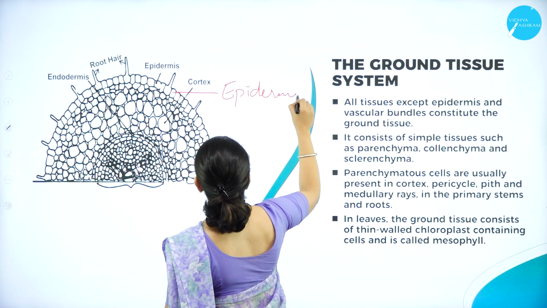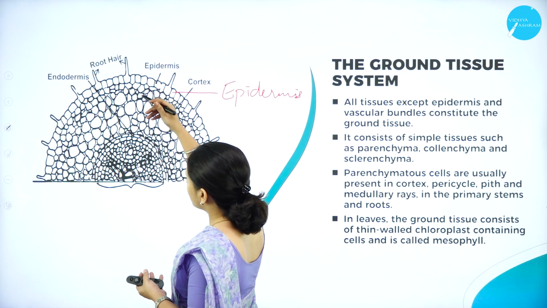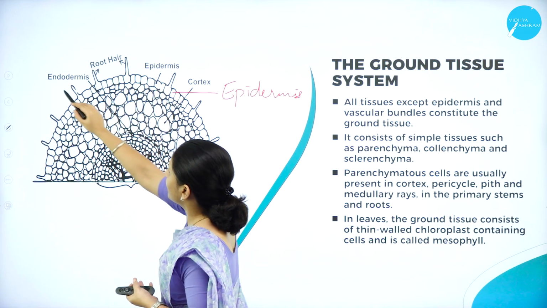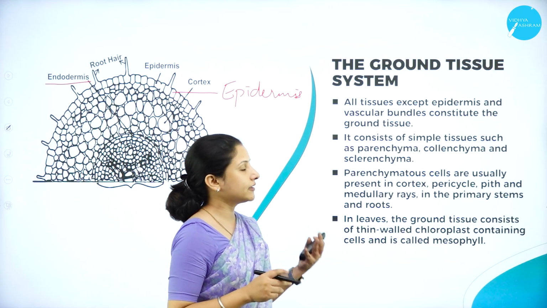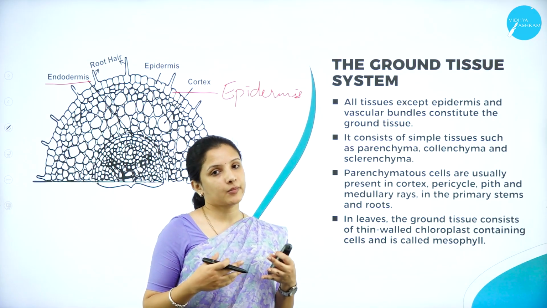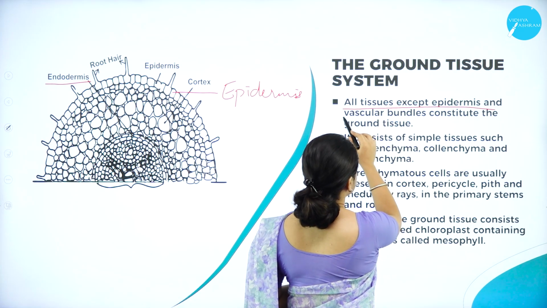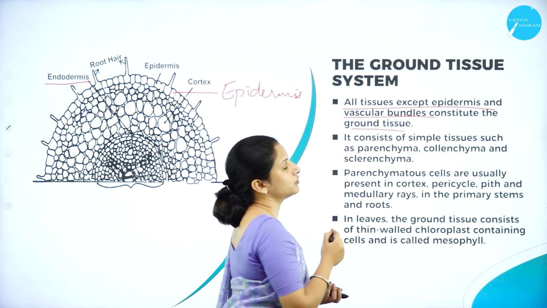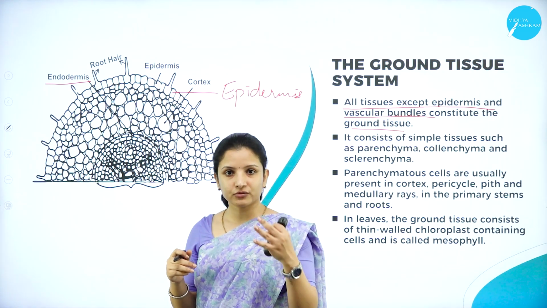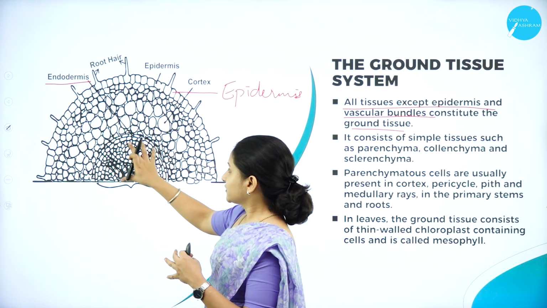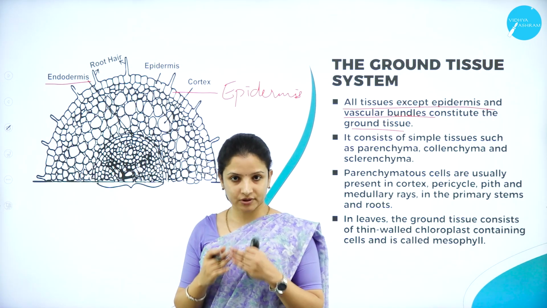Those cells which are present below the epidermis, between the epidermis and the endodermis, are called the ground tissue. The ground tissue can consist of parenchyma, collenchyma and sclerenchyma. So all tissues except the epidermis and the vascular bundle constitute the ground tissue. The epidermis belongs to the epidermal tissue system. The vascular bundles, that is the xylem and the phloem, belong to the vascular tissue system.